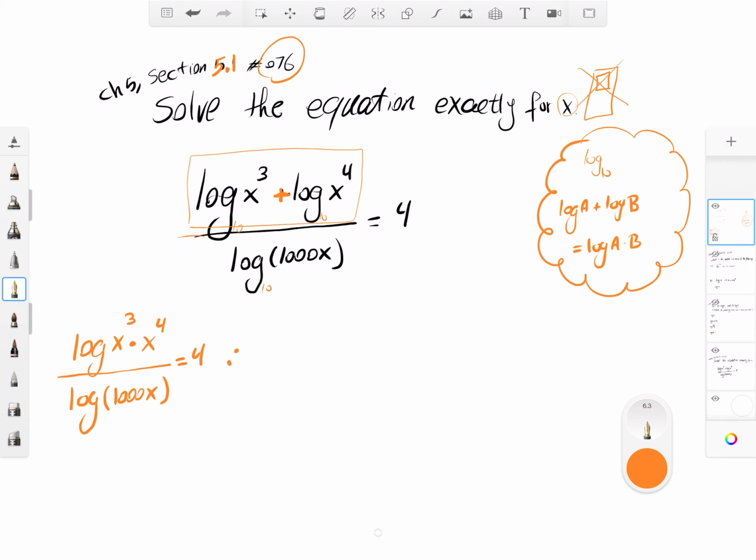So now this x to power 3 multiplied by x to power 4, I can simplify it to x to power 7. Correct? I write one of the base and add the exponent. So it will be log of x to the power of 7 divided by log of 1000, which is 10 to the power of 3 multiplied by x, equal to 4.